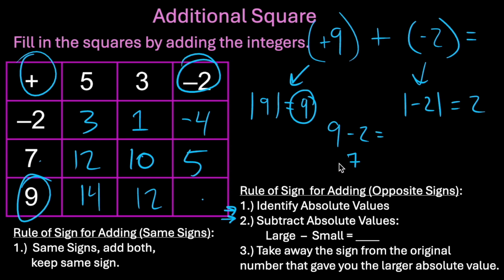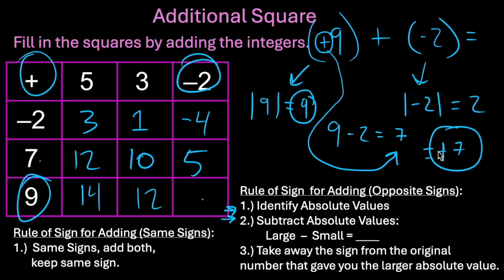Well, not yet. We need to finish the last step, which is to take the sign from the original number that gave us the larger absolute value, which is 9. So we just take that positive from the 9 of the original number and give it to the 7. So the answer becomes positive 7. Cool. And just fill in the box for 9 plus -2. And there you go.